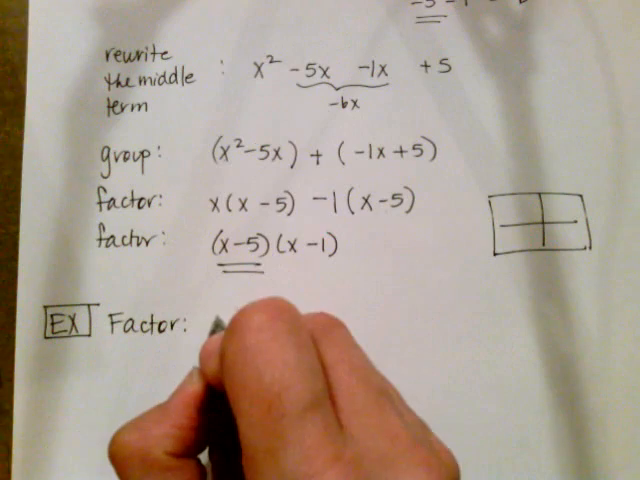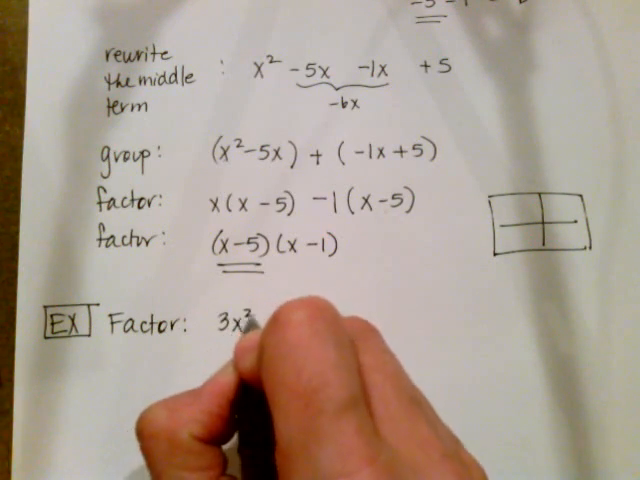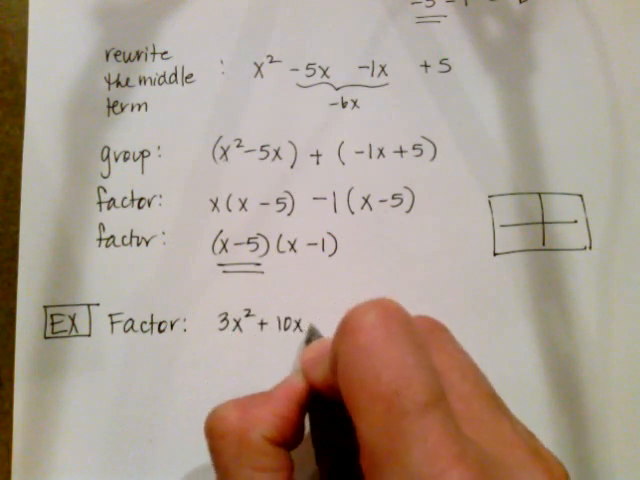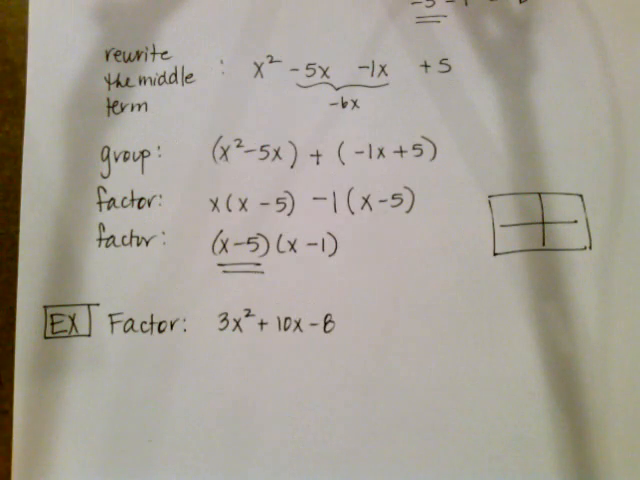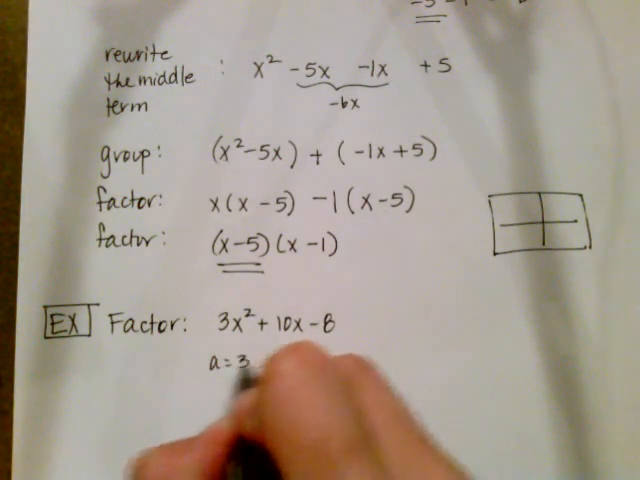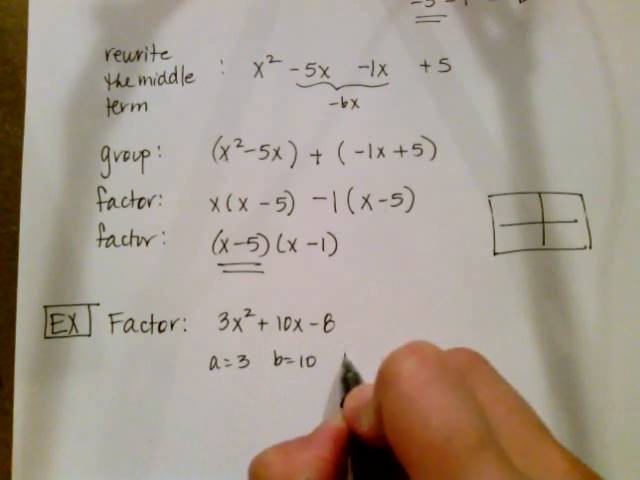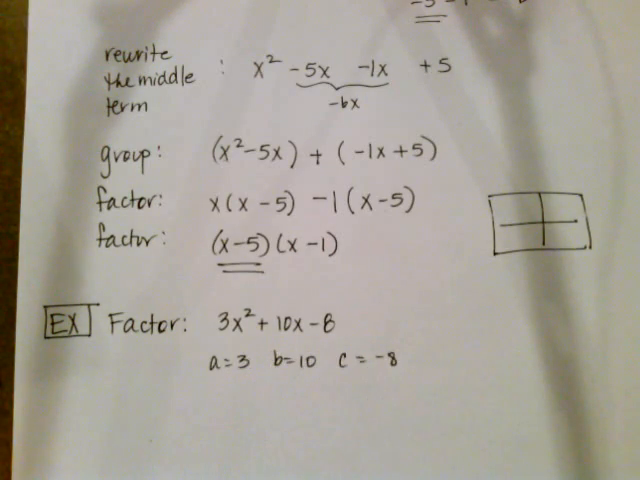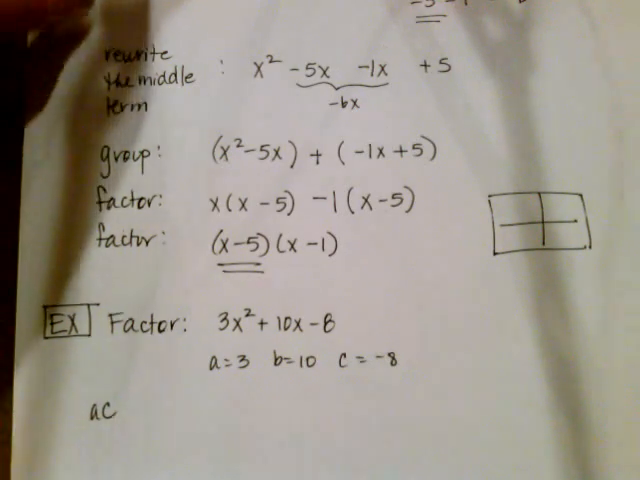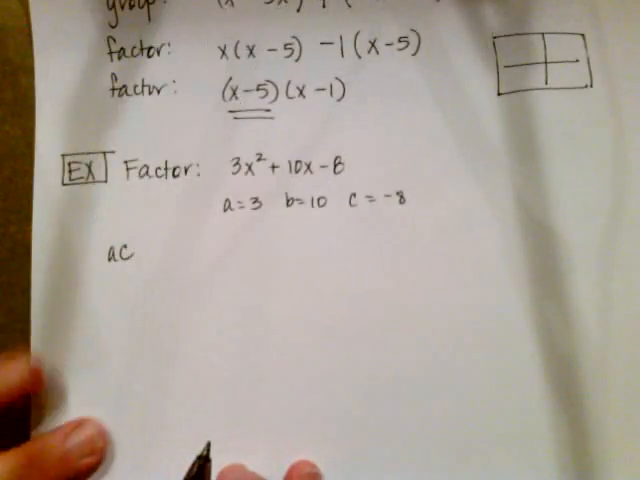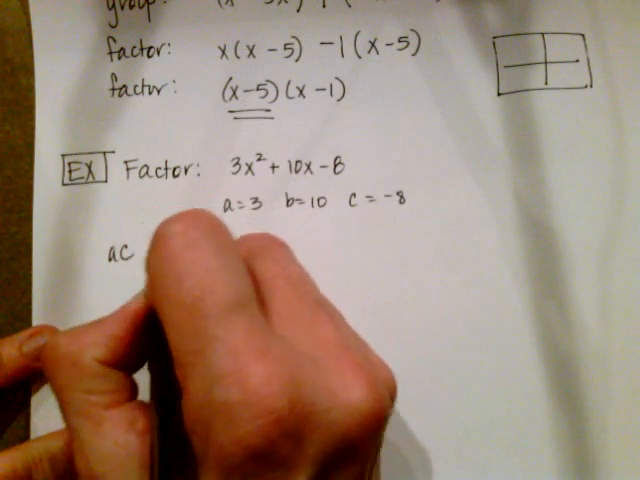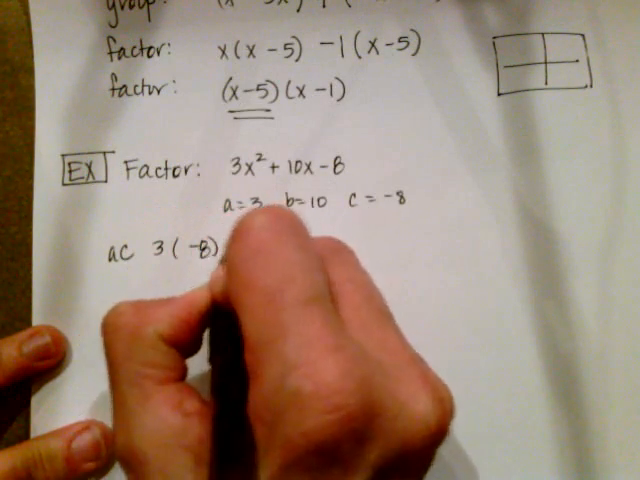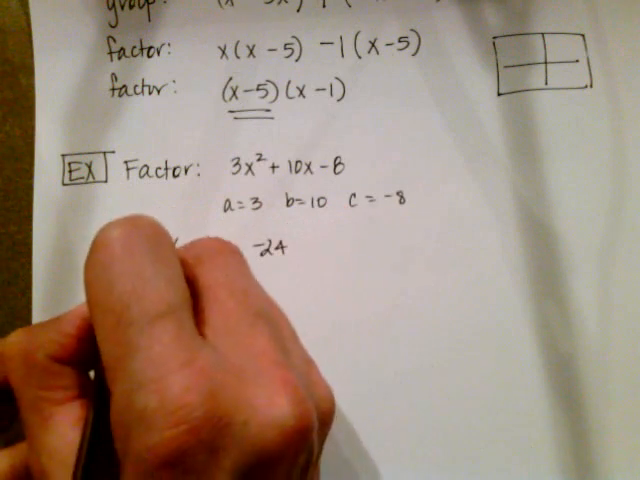Alright, so for my next example, we're going to do 3x squared plus 10x minus 8. Alright, so my A is 3, my B is 10, and my C is a -8. First step is to multiply A and C together. So if I do that, I'm going to get 3 times a -8, which is a -24.